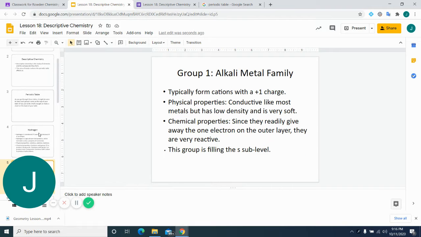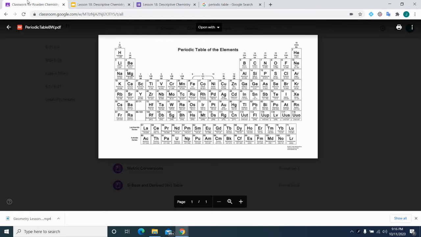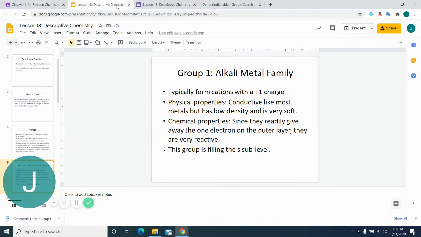And then we have group 1. So that's what I'm saying. It's where hydrogen is, but it doesn't act like anything else in here. So what I give you as a description for group 1 is everything with the exception of hydrogen. Group 1 are the alkali metal families. They form cations with a +1 charge. So these ones will typically get rid of an electron and have a +1 charge. They're conductive and they're low density. They're very soft and they give one electron away, which is why they get the +1 charge. These all fill the S sublevel.